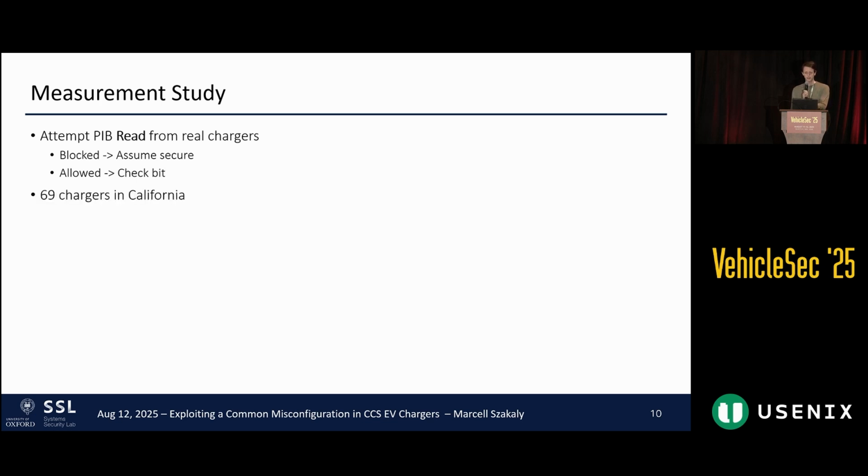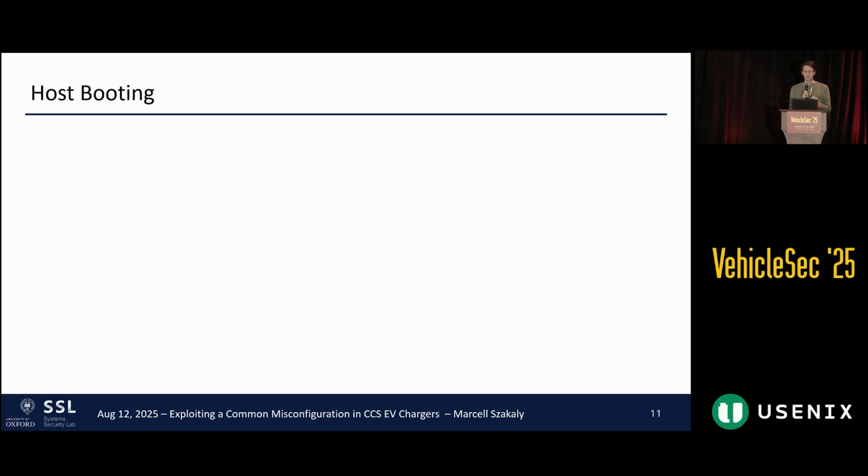And what we found is that out of the 69 chargers we tested in California, 41 allowed us to download the PIBs, and out of these, 41 were not write protected. So this is a vulnerability that is quite prevalent in the wild.